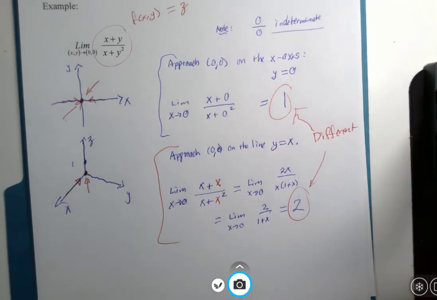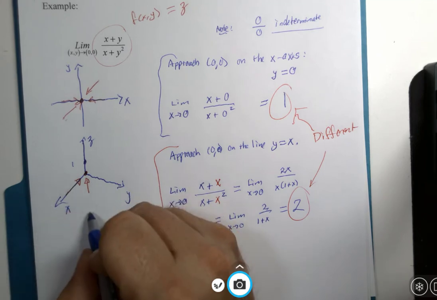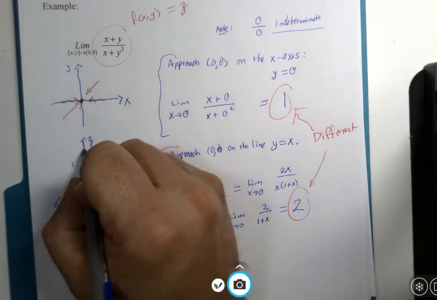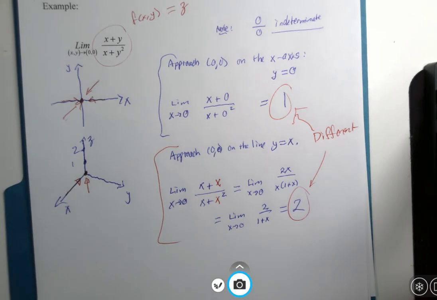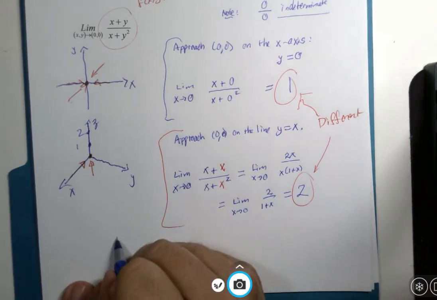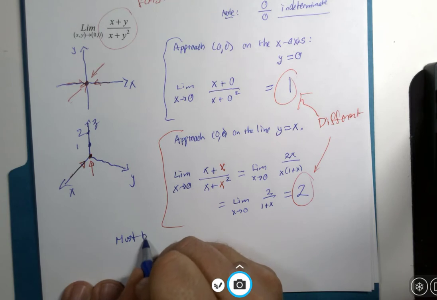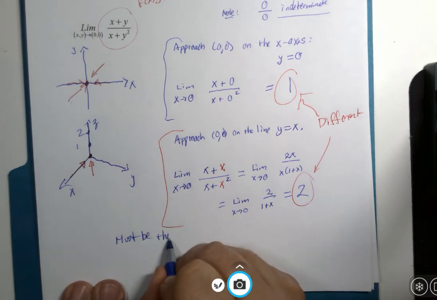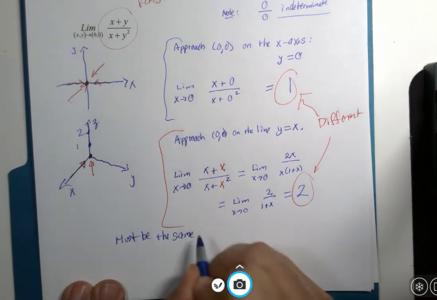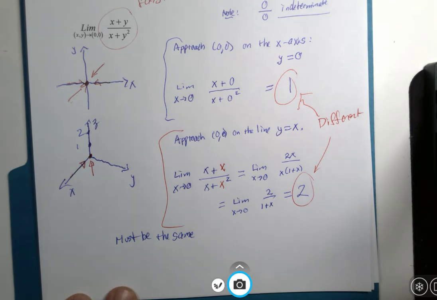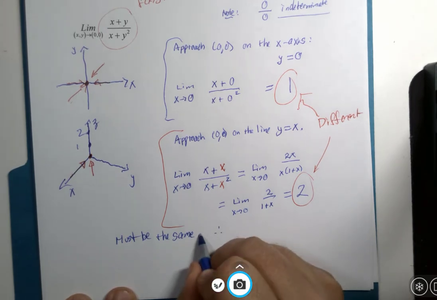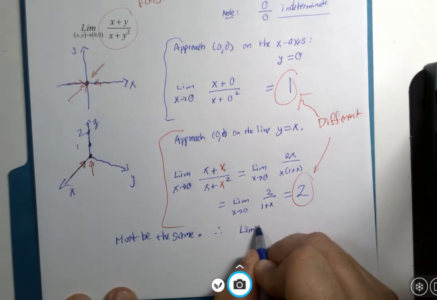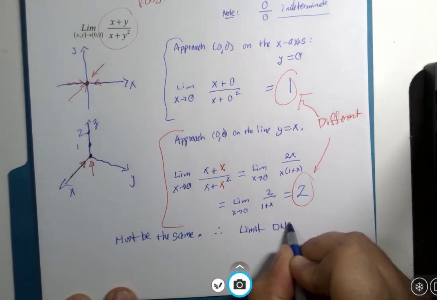Visually, what that means is if I approach the origin from this direction, my z value is going to be 2. Well, remember, these must be the same. You can't approach from two different directions and get different answers. So therefore, the limit does not exist.